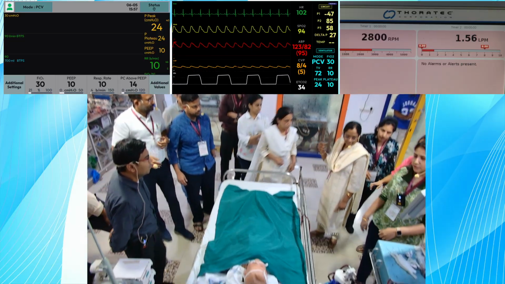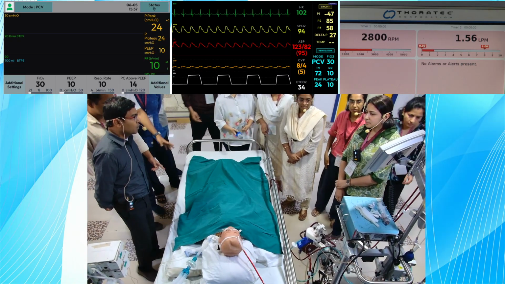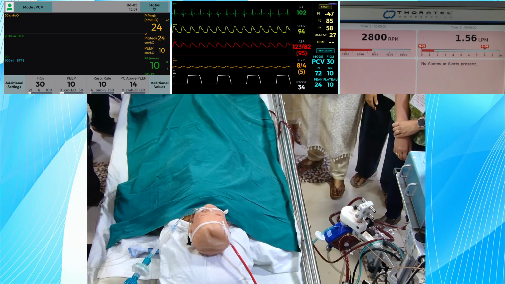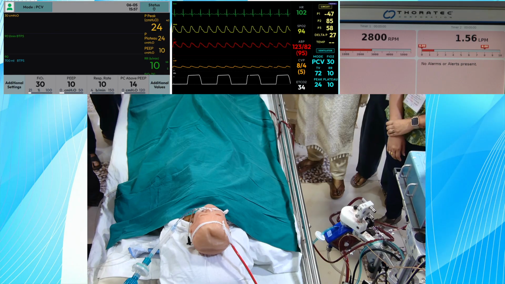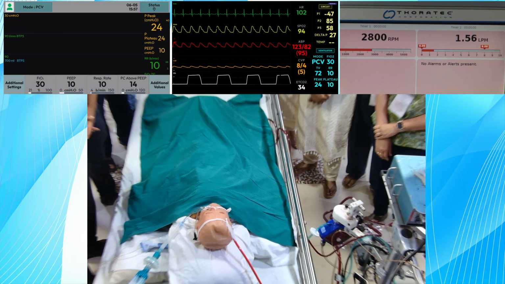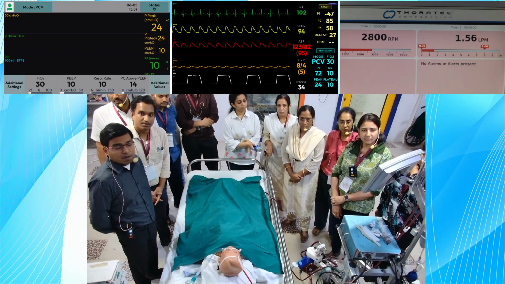So this side we'll have a look at the machine. This patient is 20 kgs. Yeah, 20, 25 kg. And the flow is 1.5 liters per minute. So it appears a bit less. It's on you. You decide if you want to go up on the flow. You can go up on the flow.